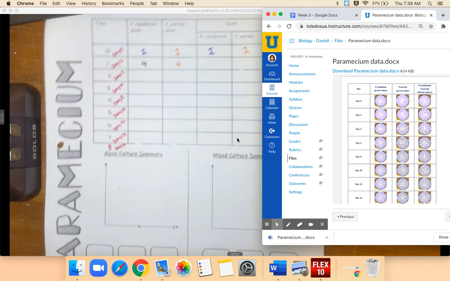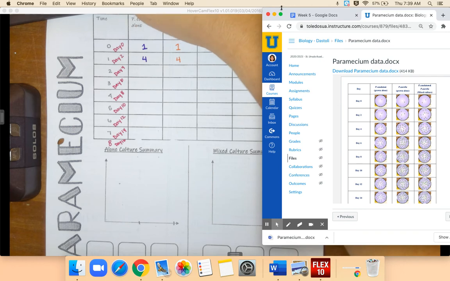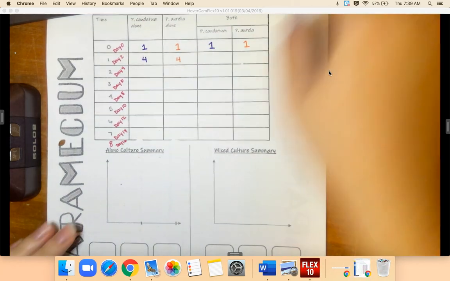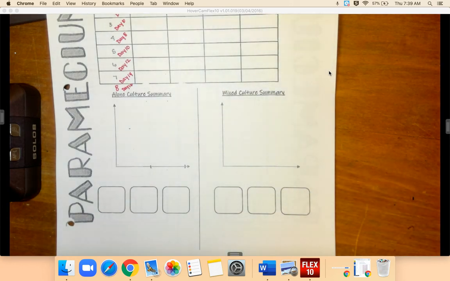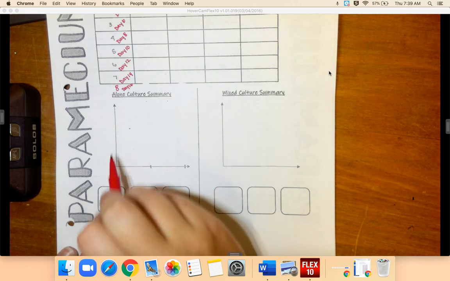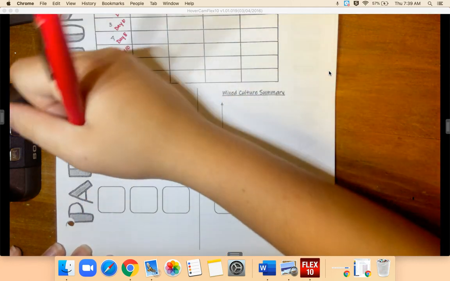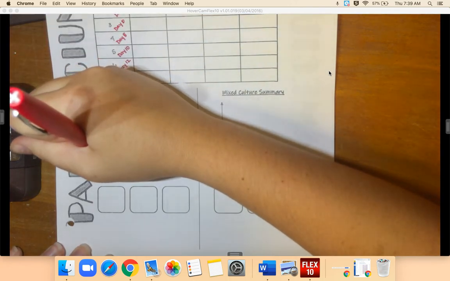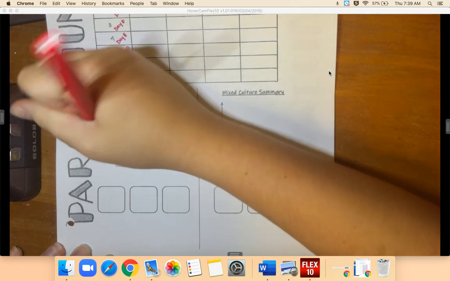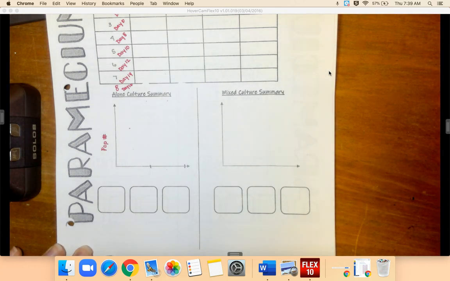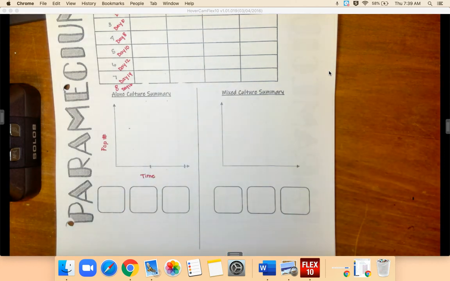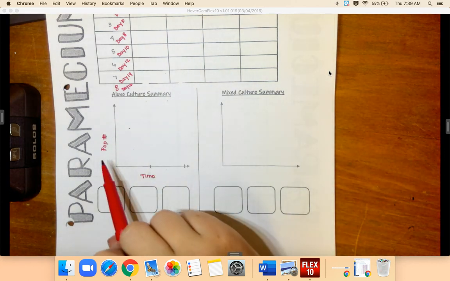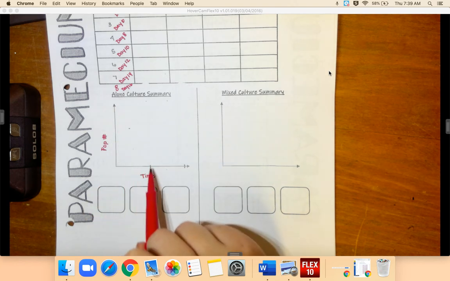When you're done with that, you're going to go ahead and graph your data. That's going to look a little strange, and I'm going to set up the axes for you, but you're going to decide how you're going to label or space it out. So the y-axis in this case is population number, and the x-axis will be time. However you want to create a scale, you can do that.